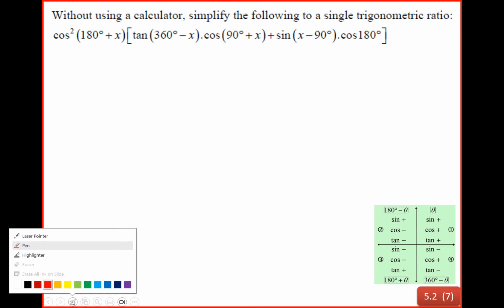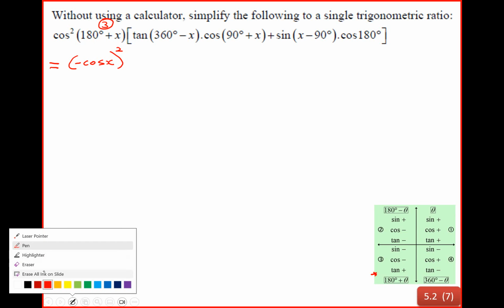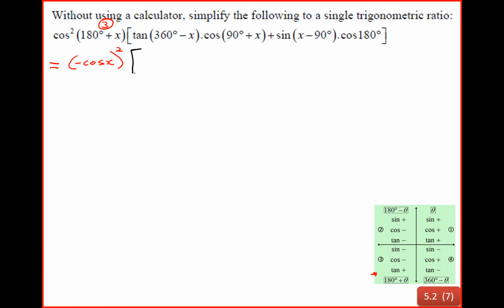So if we look at the first one, we have cos squared of (180 plus x). Now let's remember, 180 plus x is in the third quadrant, and if we look at our CAST diagram, in the third quadrant cos is negative. So that will change to minus cos x, and there is a square sign. Then we're going to have a square bracket.